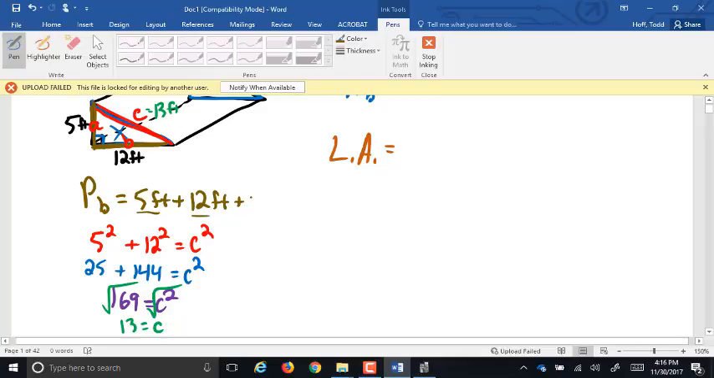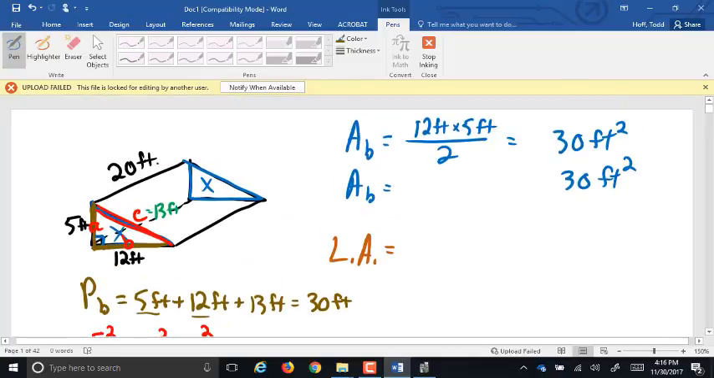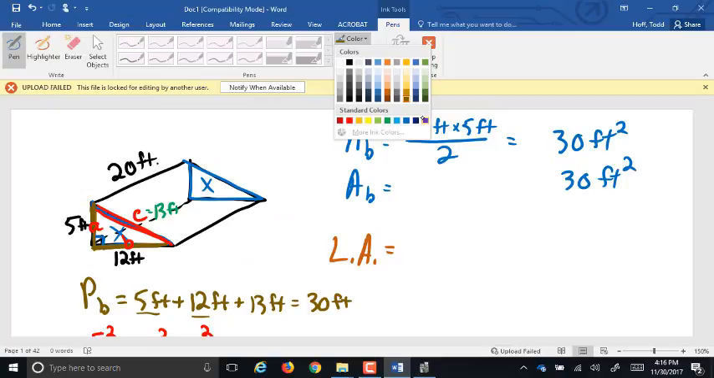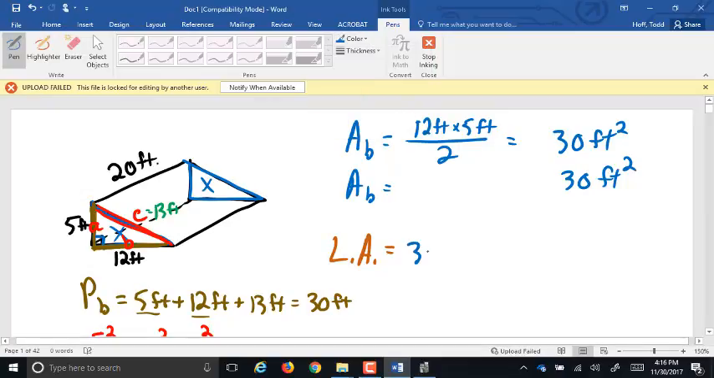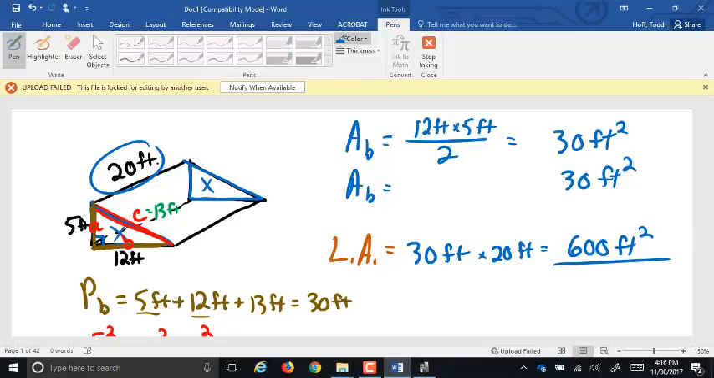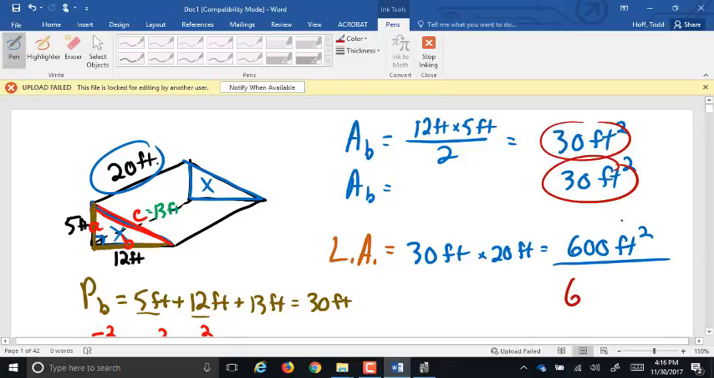So this is 5 plus 12 plus 13 feet. Gives us 30 feet as the perimeter of our base. So our lateral area is the perimeter of the base, 30 feet, times that height of 20 feet, or 600 square feet. To give us a total surface area, adding those three up, 660 square feet.